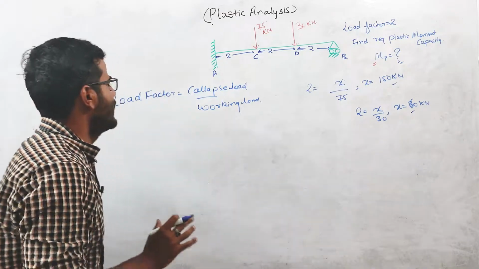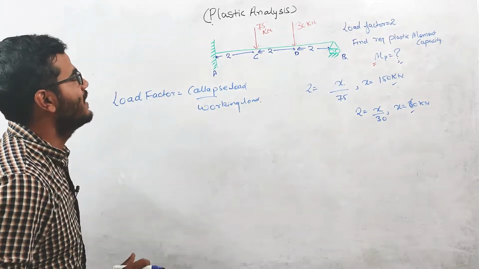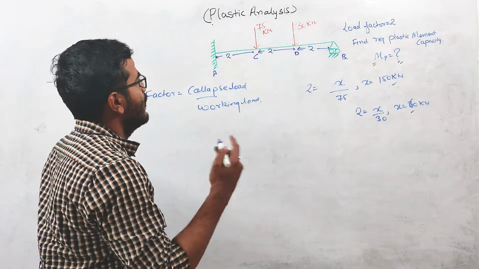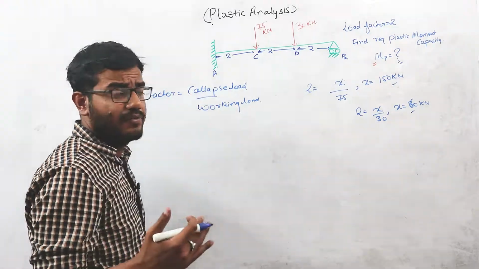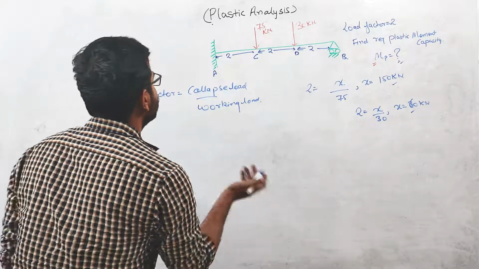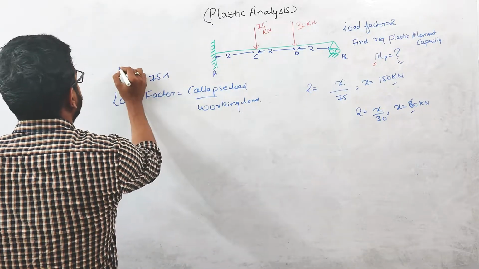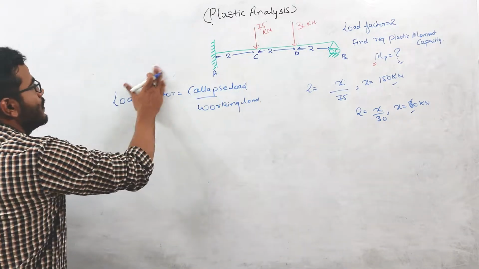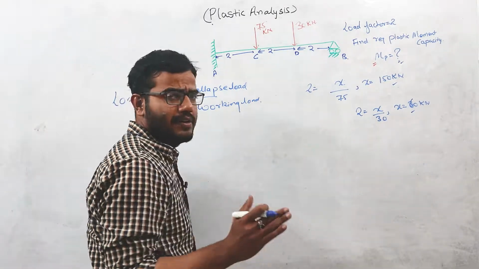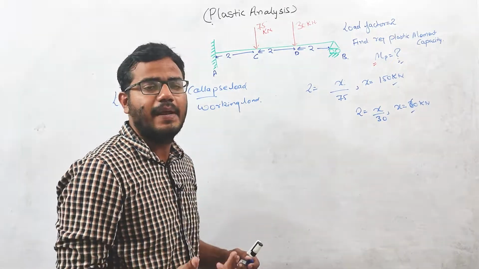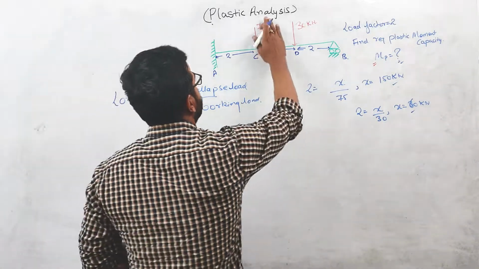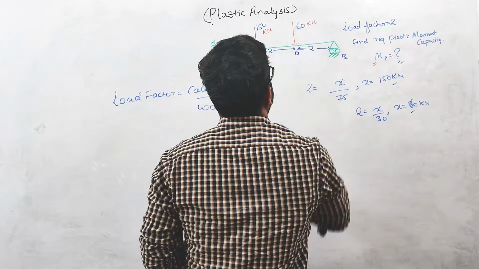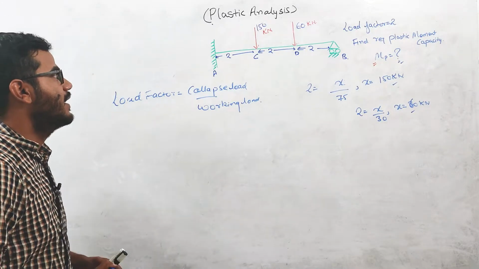Load factor is nothing but collapse load upon working load. Sometimes we need to find the load factor instead. In that case, MP value is given, and we simply multiply 75 by some lambda. Let us suppose the load factor is lambda, so 75 times lambda will be our load acting at this point. In this problem, after multiplying the working loads with the load factor, our load system becomes 150 and 60, because the load factor is 2.